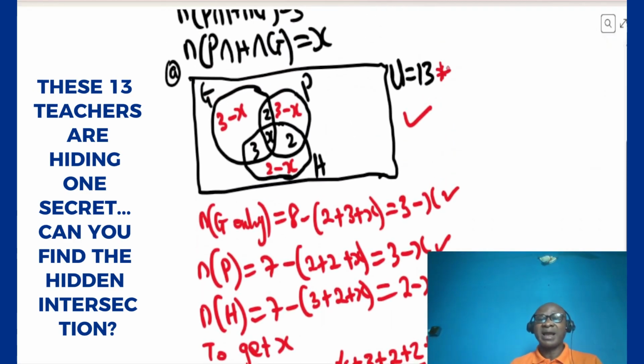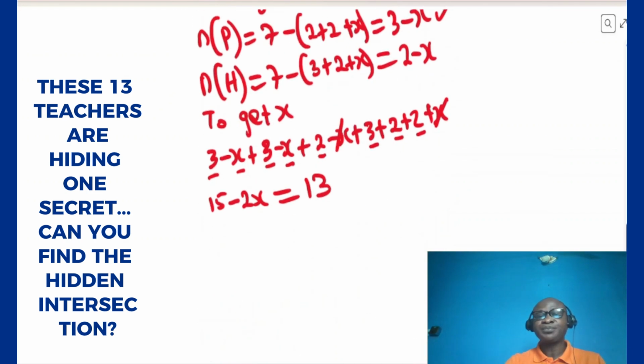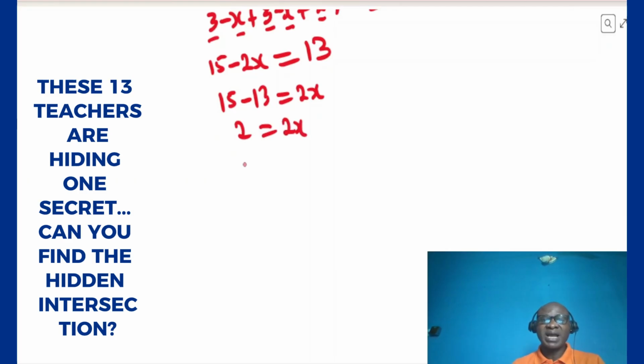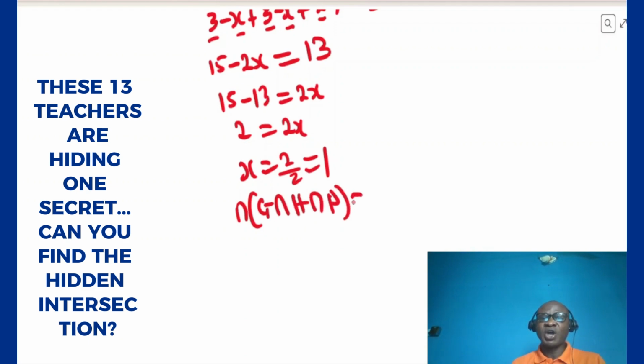Okay, look at where I have it in the Venn diagram. Therefore, moving forward, what then will I do? I will now find the value of x. Therefore, 15 minus 13 will be equal to 2x, making here 2 equal to 2x, and therefore x now is equal to 2 divided by 2, which is equal to 1. What does x mean? X means the number of those who teach government, history, and geography. So all of them are a total of 1. That is, only one teacher teaches the 3 subjects.